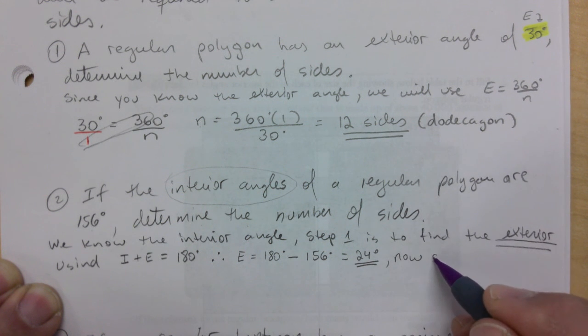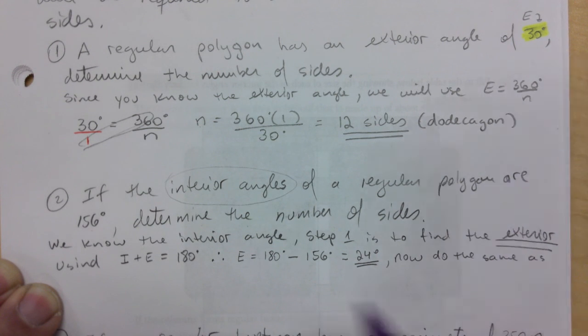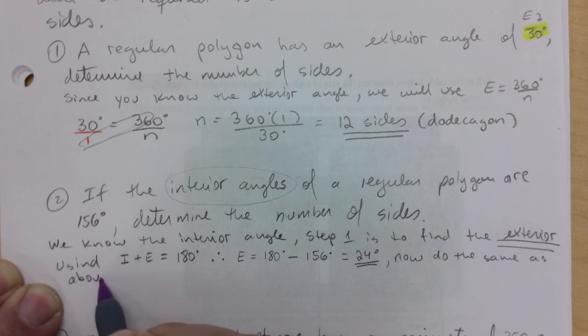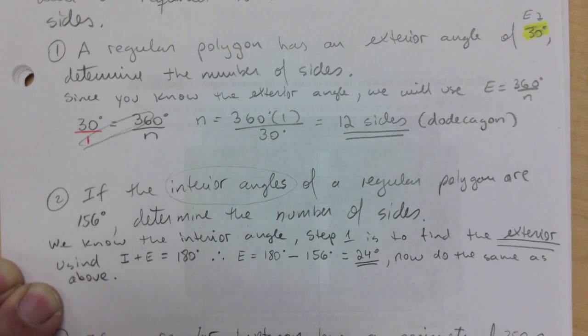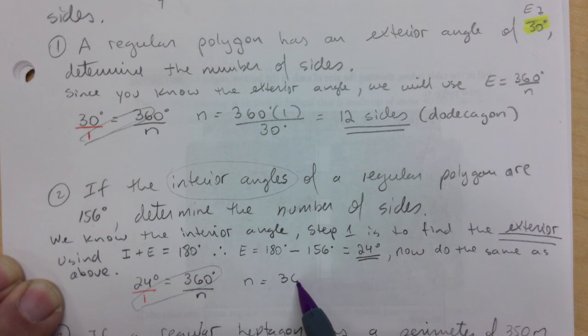Now do the same as above. So we're going to go 24 degrees is equal to 360 over n. Put the 1 there. Cross multiply and divide. So n is equal to 360 times 1 divided by 24.